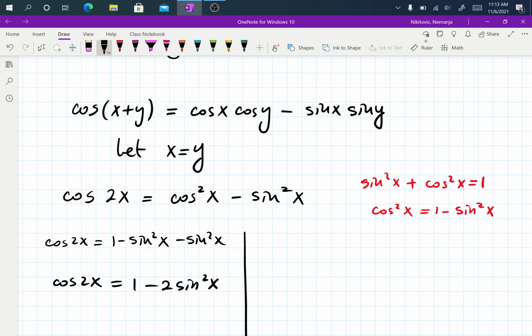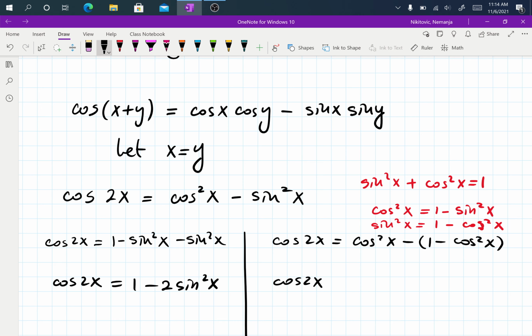On the other side, if I replace the sine squared x with 1 minus cosine squared x, by the Pythagorean identity, we get that cosine 2x is equal to cosine squared x minus (1 minus cosine squared x). When we distribute the sign in the parenthesis, we get that cosine 2x is equal to 2 cosine squared x minus 1.